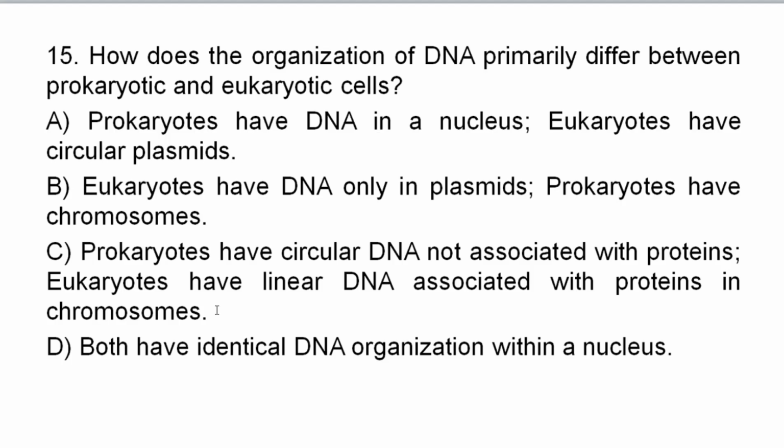Choice A, prokaryotes have DNA in the nucleus? No, prokaryotes do not have a nucleus at all. And eukaryotes have circular plasmids? Few eukaryotes have plasmids, but most eukaryotes do not. Plasmids are mostly found in prokaryotic organisms, especially in bacteria. Choice D, both have identical DNA organization. No, the DNA organization of prokaryotic and eukaryotic cells differs. So the correct answer is C for question number 15.